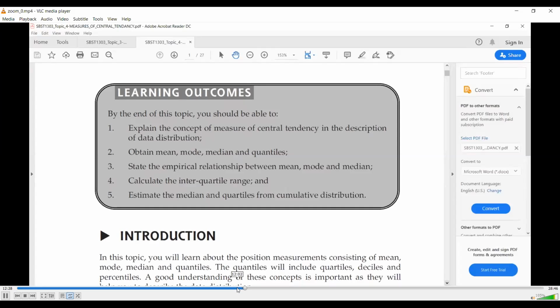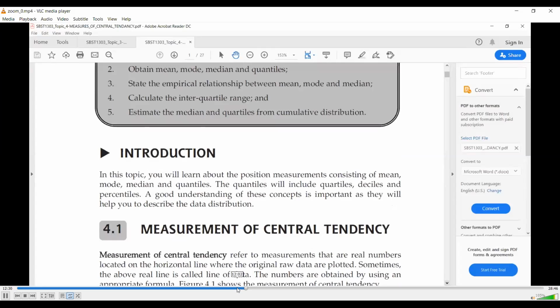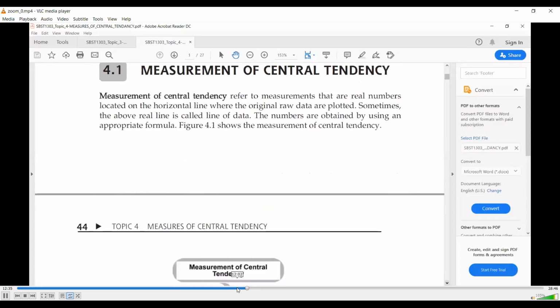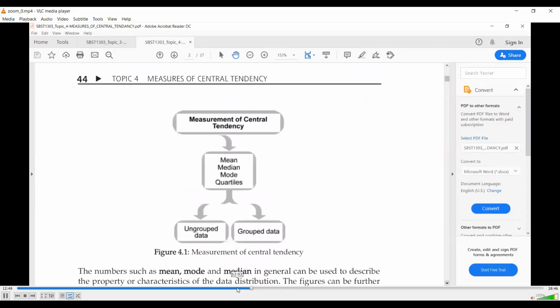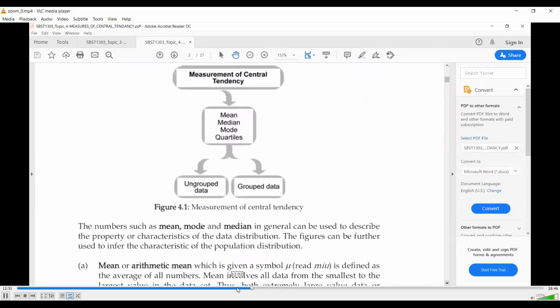cumulative distributions. Good. So basically, when we talk about a measure of central tendency, then we are talking about measures or statistics which describe what is happening in the center of the data. Okay, we are talking about statistics which describe what happens in the center of what? A distribution, okay, or what you call data, okay?